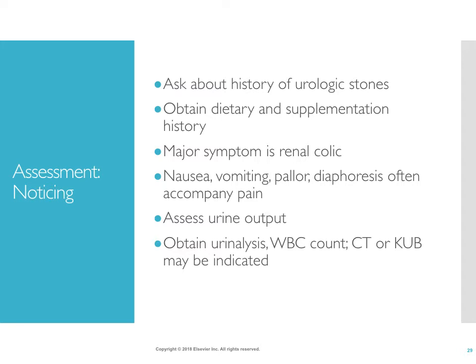You want to assess their urine output, and you want to obtain a urinalysis, a white blood count. They may do a CT or a KUB. The picture that you saw at the very beginning, that was just a KUB, which is another way of saying an abdominal x-ray.